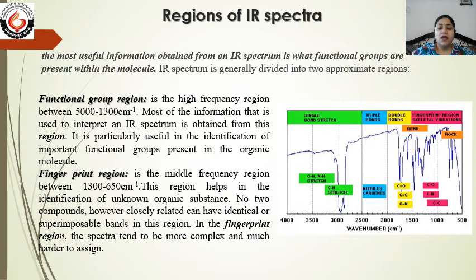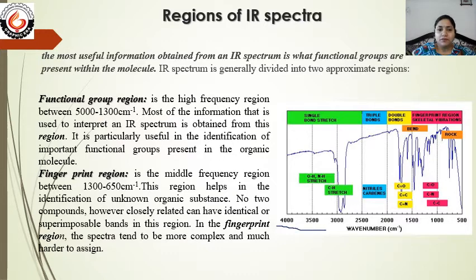Regions of IR spectra. As we already know, the most useful information obtained from an IR spectrum is the functional group. That means if we want to know the functional group present in any unknown organic compound, we can simply run an IR spectrum for that compound. After reading the IR spectrum, we can determine what type of functional groups are present in that particular sample compound. An IR spectrum can be broadly divided into two parts.